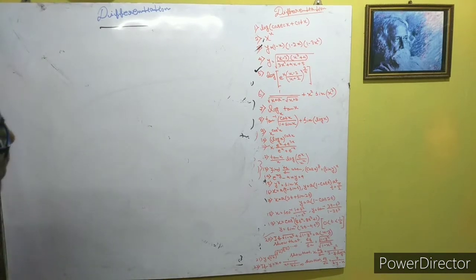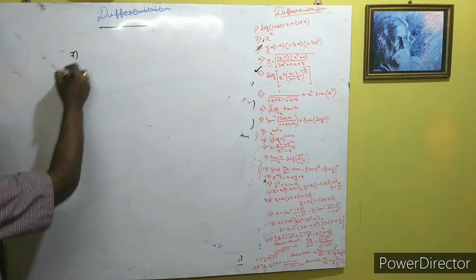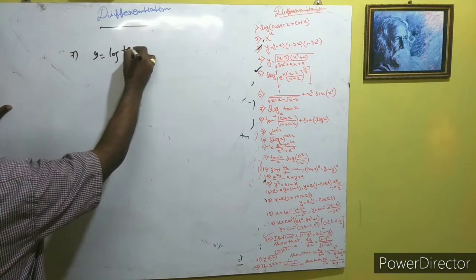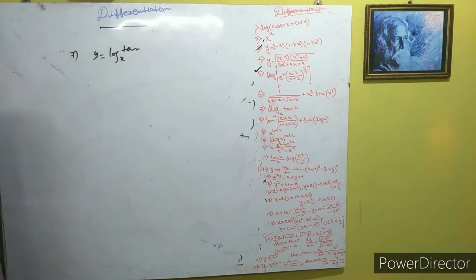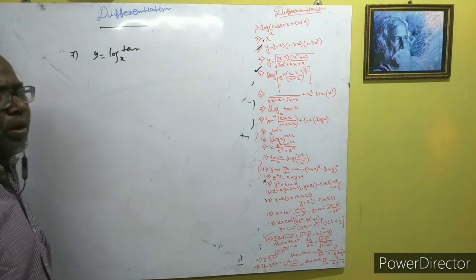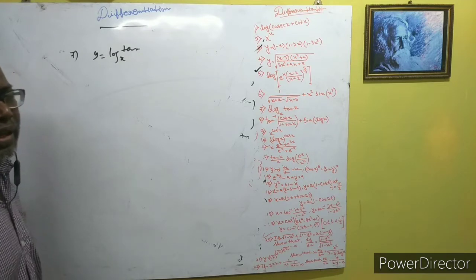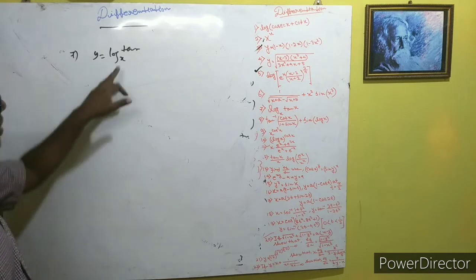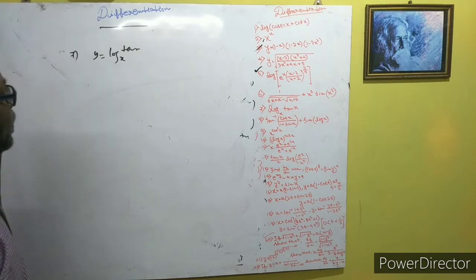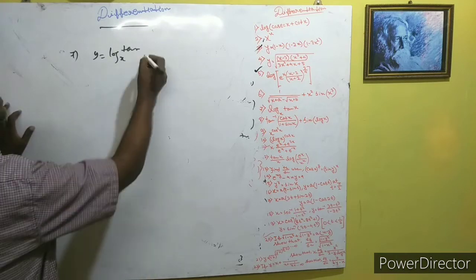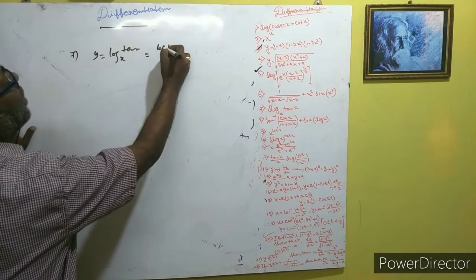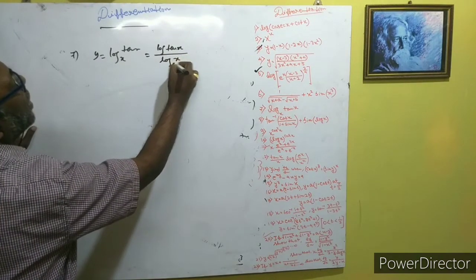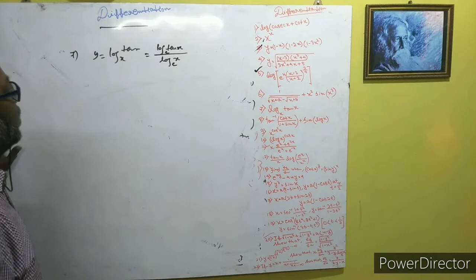So next is 7. For 7c, here is y equal to log x, log of tan x, to the base x here. The derivative of log x is to the base e, and then when we differentiate, we get 1 by x. So we want to change the base here first, then differentiate. With the application of logarithm, I take base e here like that.